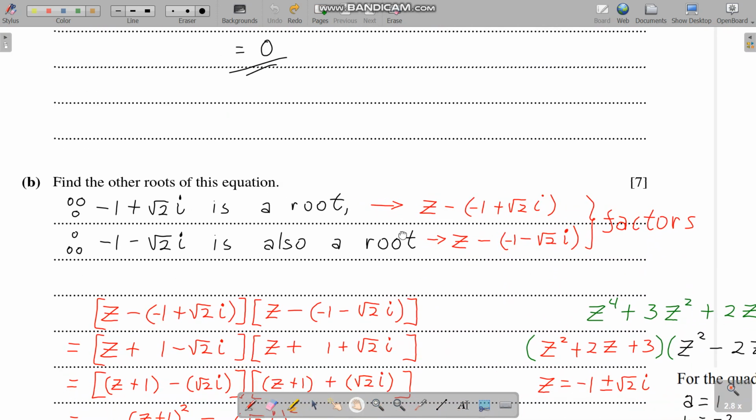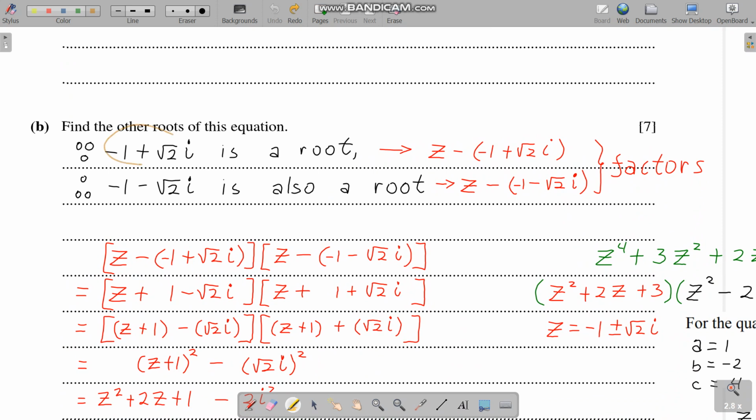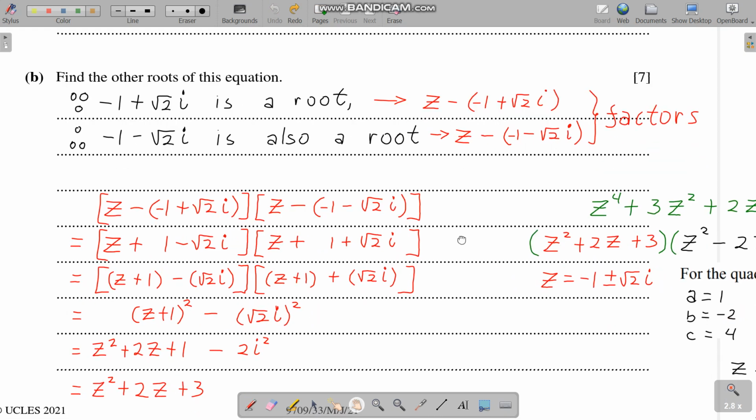Find the other roots. Since we already know that minus 1 plus root 2i is a root, that means the conjugate minus 1 minus root 2i is also a root. And since this is a root, then z minus this is a factor. So z minus the first root, z minus the second root, they are all factors of the equation.